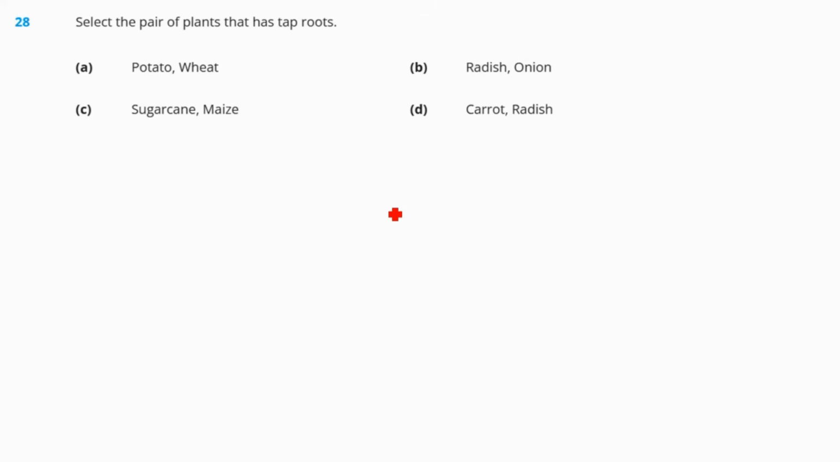Question 28. Select the pair of plants that have tap roots. So, tap roots are the plants where they have the main root, and from the main root, the branching roots come out, right? So, the pair of plants that has the tap root: potato has tap root, wheat no, radish, onion, no, sugarcane, maize, sugarcane no. Yes, D is the correct answer. Carrot and radish both have tap roots.